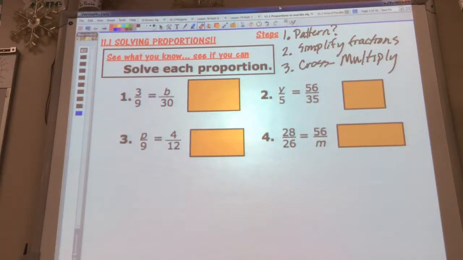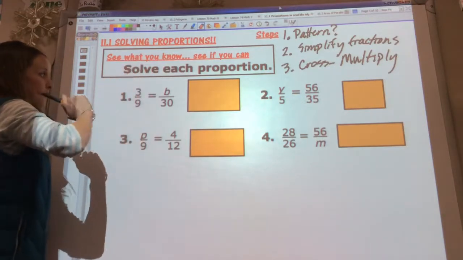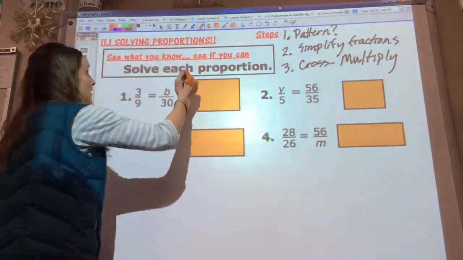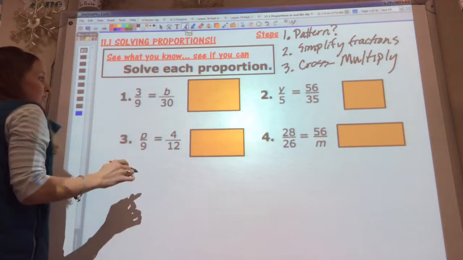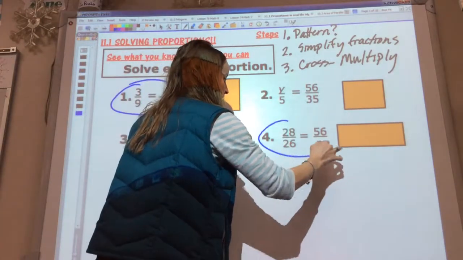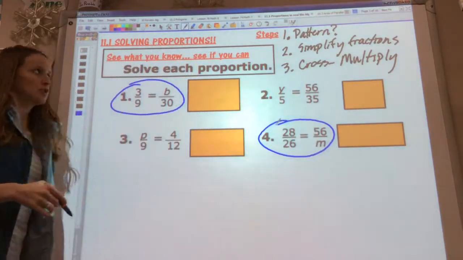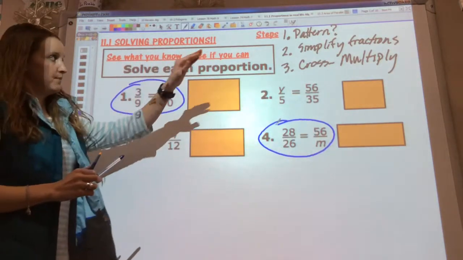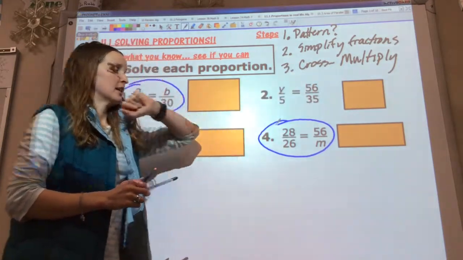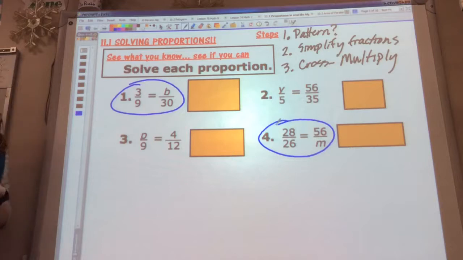All right, so today we're going to start off chapter 11, which has to do with solving proportions. And so the first thing I'd like you to do today is write down, well, let's just choose a couple. Let's write down this one for a little warm up, and this one, and let's see if you guys remember how to either find a pattern, see if you can simplify fractions, and if you can't find a pattern, cross multiply.